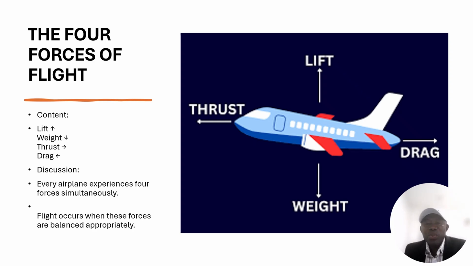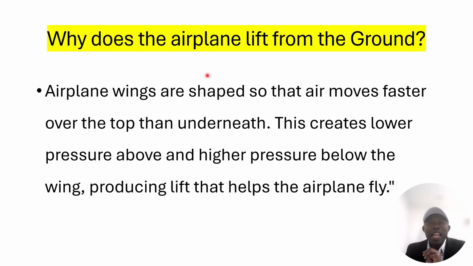What we learned from the video is that there are four forces that act on the airplane: the lift force, the thrust, the weight, and the drag. Those are the forces that act on the airplane. Now, when these forces act, why does the airplane lift from the ground?